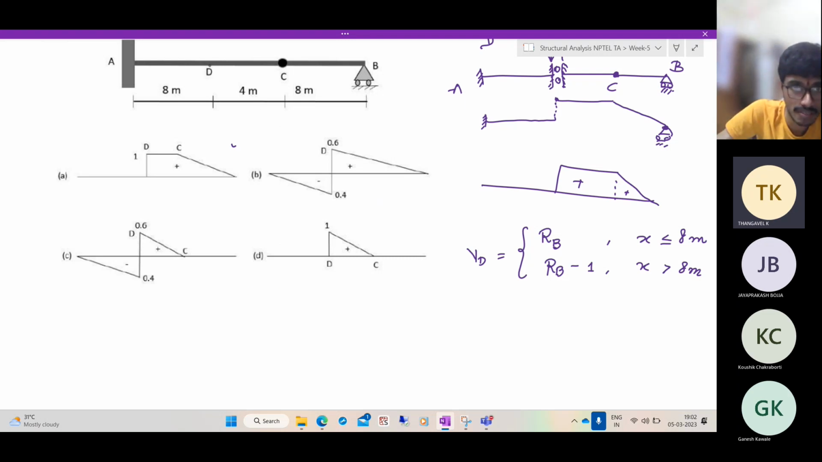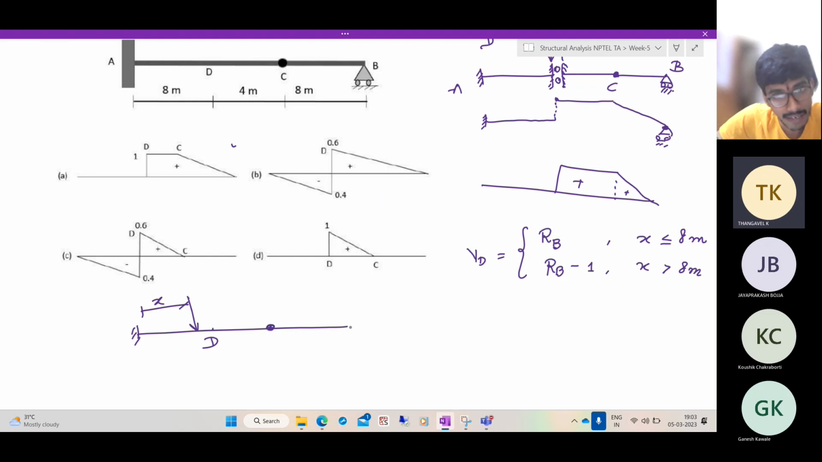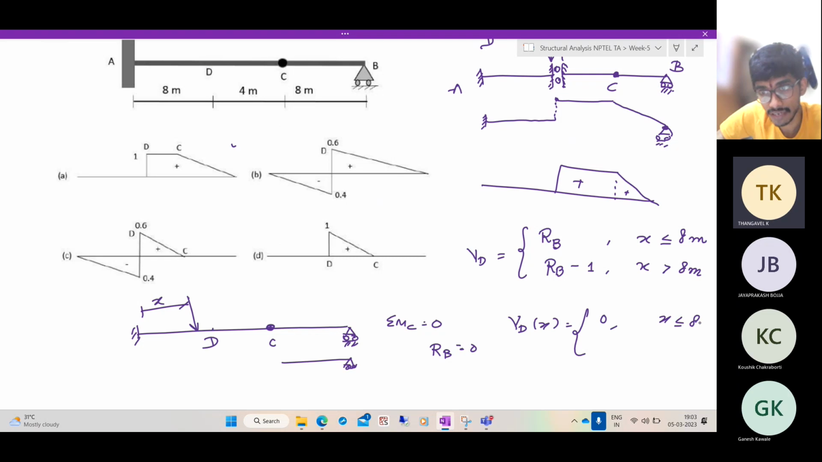So when the force is to the left of this point, how does it look? This is the point D. This is X. This is case A. Here you have an internal hinge, and here you have the support. The internal hinge cannot take any moment. So if you do sigma MC equal to 0 on this structure, you will get RB is equal to 0, which means VD of X is equal to 0 if X is less than or equal to 8 meters.